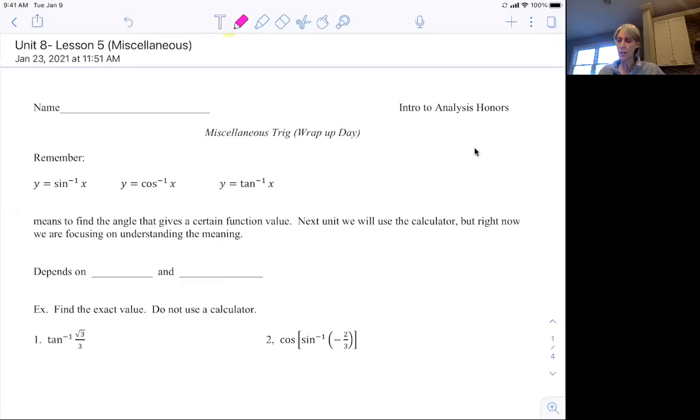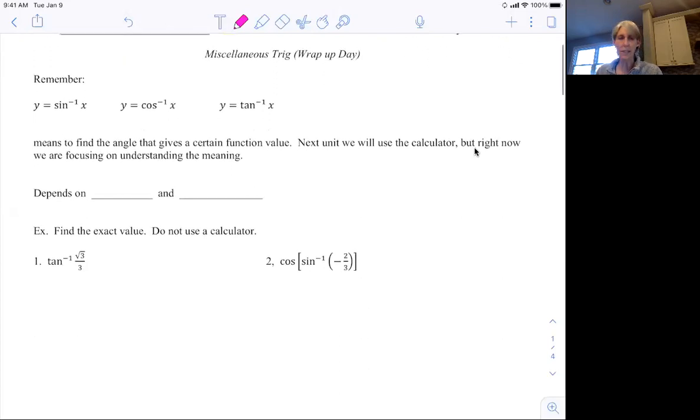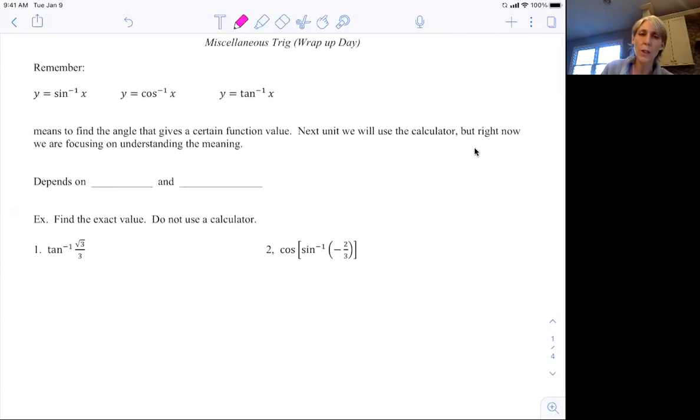Hi, everybody. Today we're on Unit 8, Lesson 5, and this is just sort of a miscellaneous wrap-up day. So we're just going to be combining a couple of the previous days and reviewing some things. The first thing we're going to start with was our inverse trig.